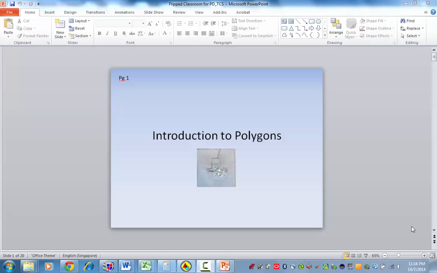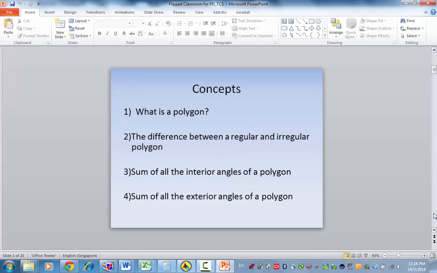Hi students, have you ever wondered why the diamond sparkles? Does the number of sides affect the sparkle? In fact, it does. A diamond has 8 sides. Today's topic is about polygons.